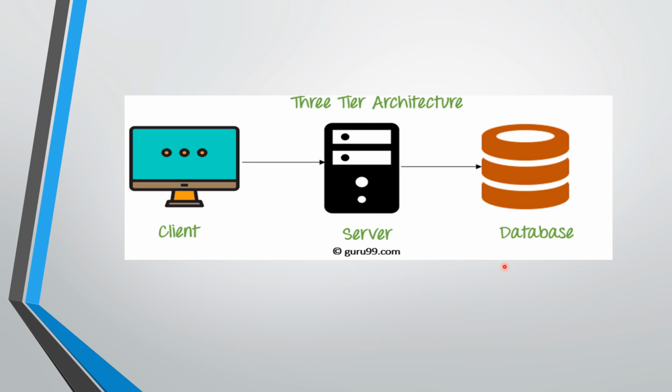The application layer also processes functional logic, constraints, and rules before passing the data to the user or down to the DBMS. So in simple terms, it has three layers. This is called the application layer.